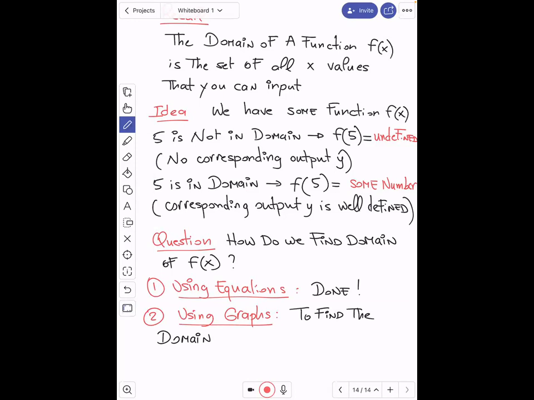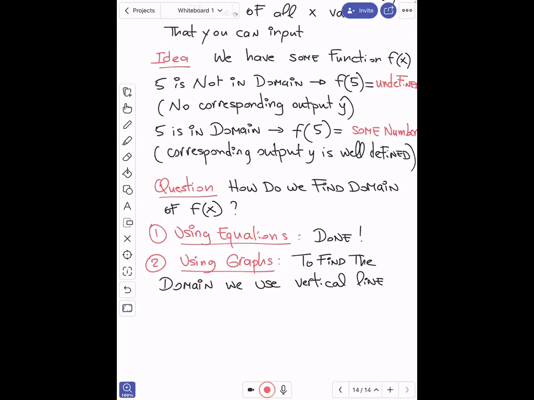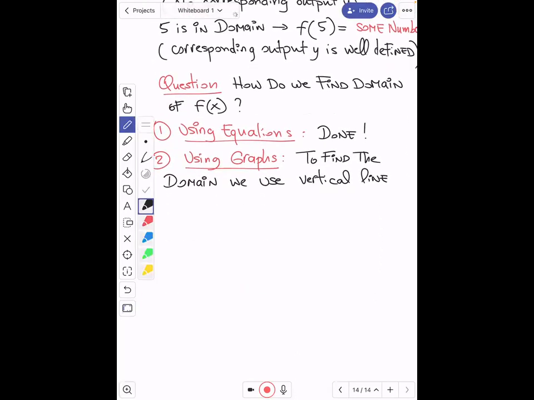So to find the domain, we use vertical lines. If a vertical line intersects the graph, if you have some intersection with the graph, then the corresponding input x would be in the domain. Let me give you an example, and then we're going to have an exercise. Because last week we probably just had one example, it's a good idea to do more examples. So here's one example.